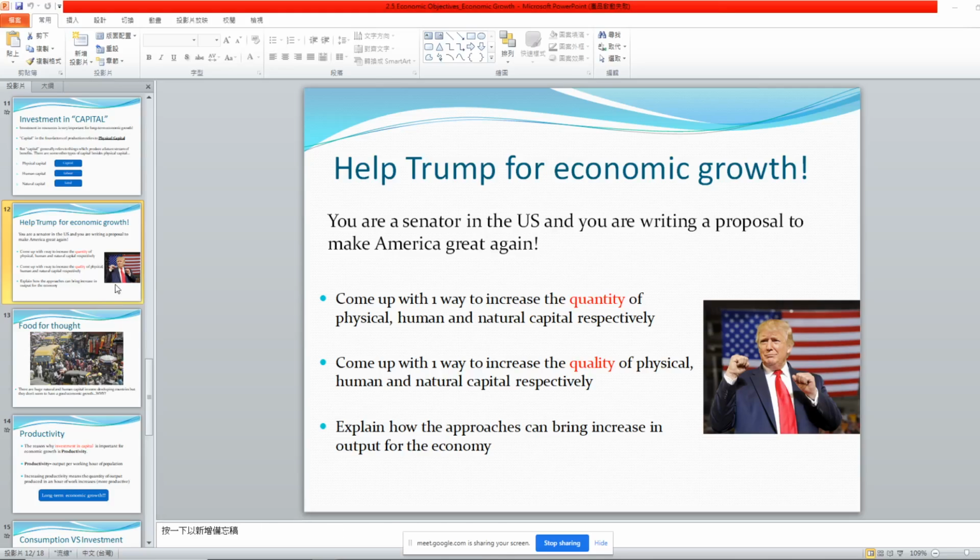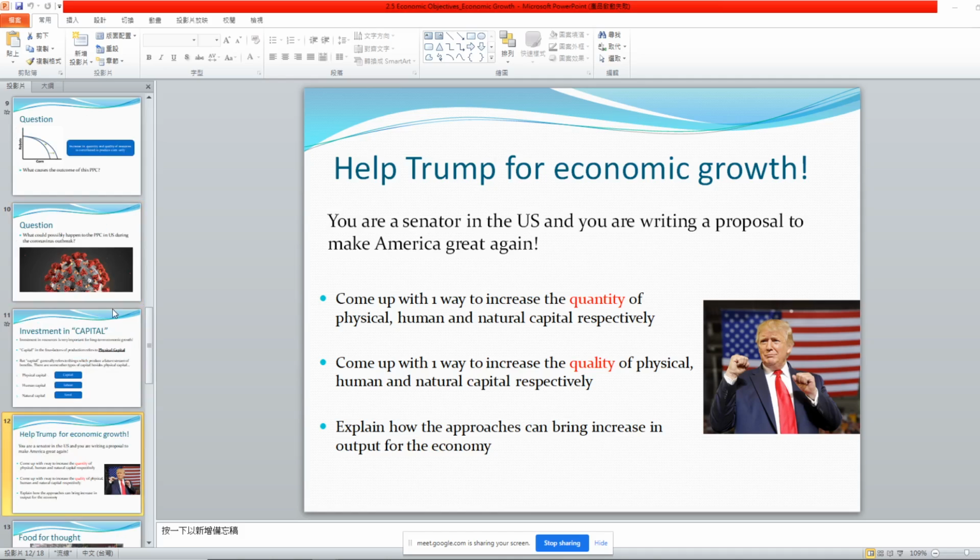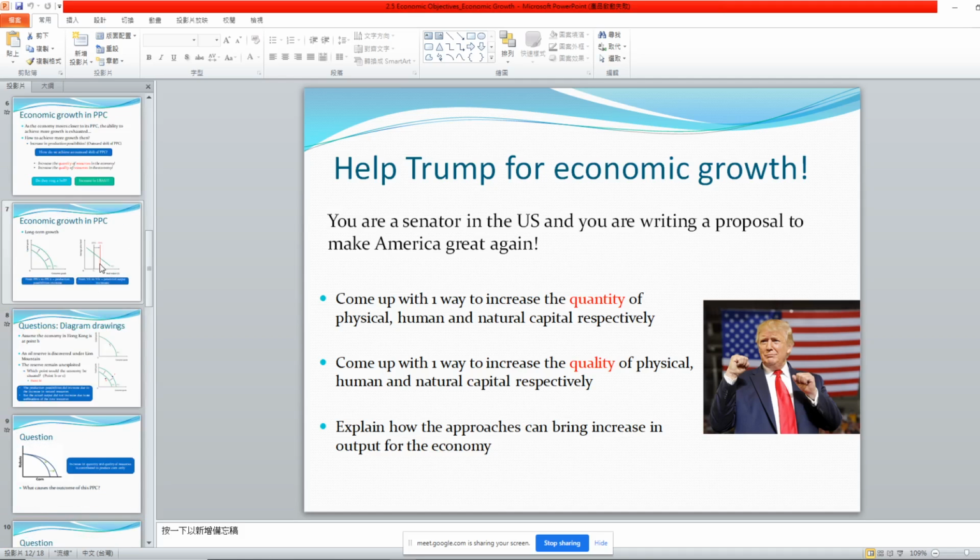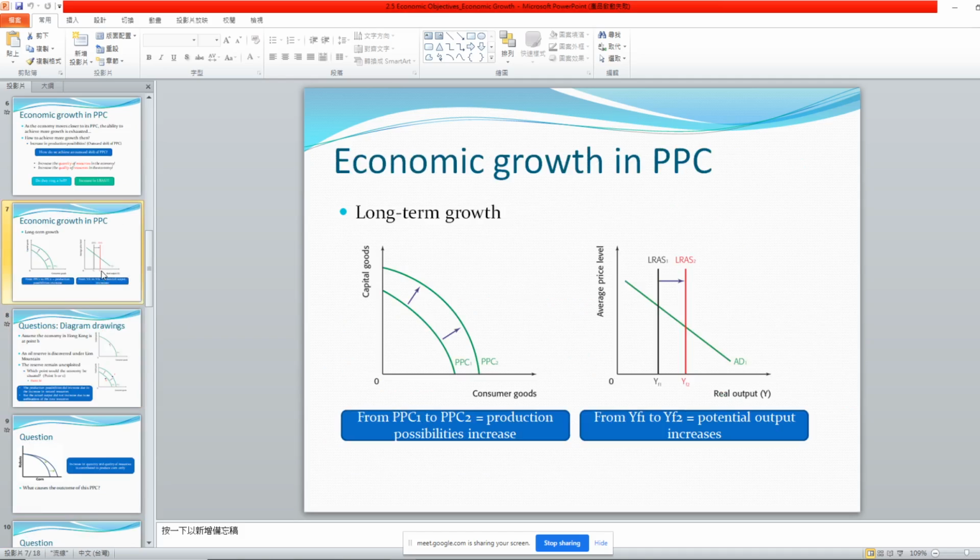So last week we just started this very short chapter, talking about economic growth, right? And we use a lot of PPC to explain economic growth, and we know that the PPC and AD-AS model are actually connected. So when you are using PPC, you can use the AD-AS model at the same time to explain an economy. You have to understand how they can be connected to each other. That's the most important thing that you have to learn in this chapter.